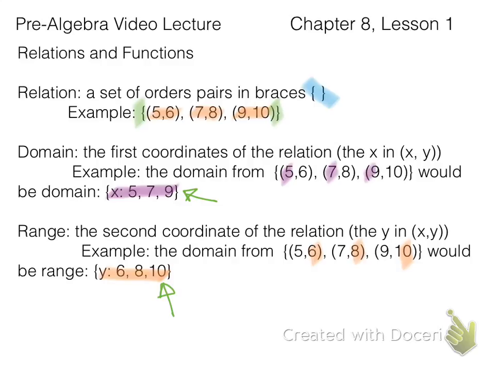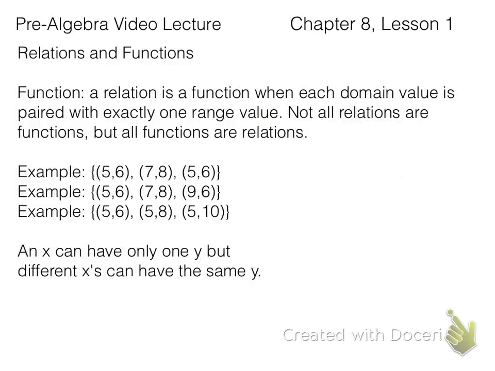Okay, so if the first number in the ordered pair has a fancy name, a domain, the range also is a fancy name for the second number in the ordered pair. All right, it's the y in xy. And in this case, the example is 6, 8, and 10. All right, and again, we write the range like that. Okay, moving on. All right, now, we can have special type of relations.